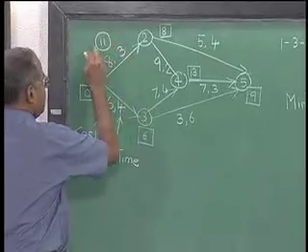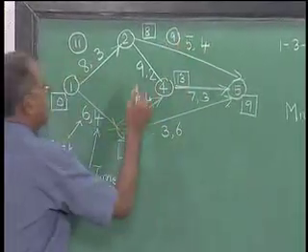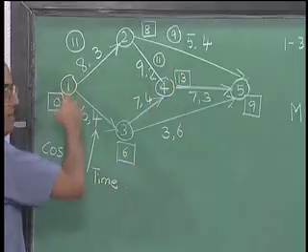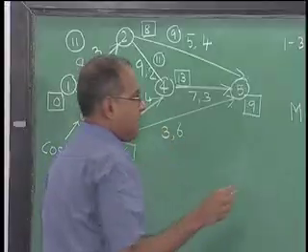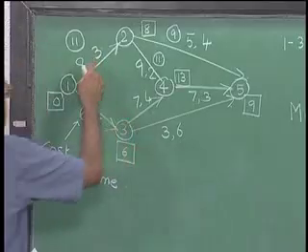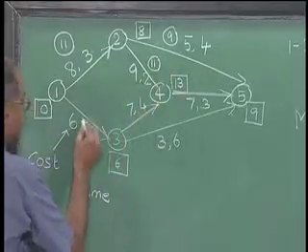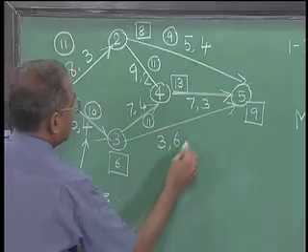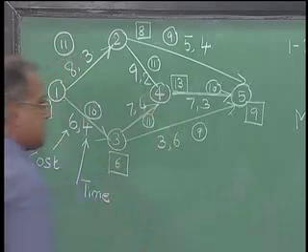I am just showing it in a circle. This becomes 5 plus 4, which is 9. This becomes 9 plus 2, 11, because this is Cij plus lambda Tij. Cij is 8, lambda is 1, Tij is 3. So it becomes 8 plus 3, 11, 9 plus 2, 11, 6 plus 4, 10, 7 plus 4, 11, 3 plus 6, 9, and 7 plus 3, which is 10.